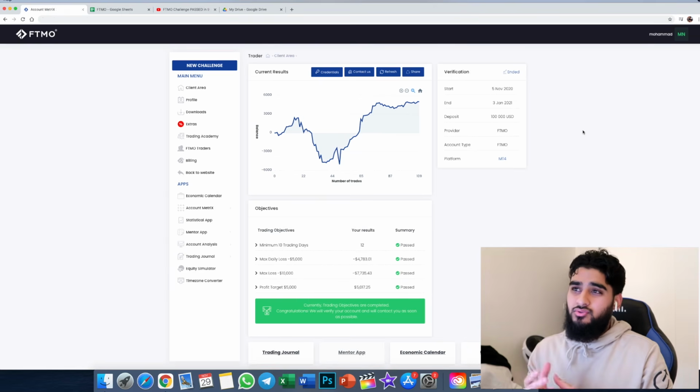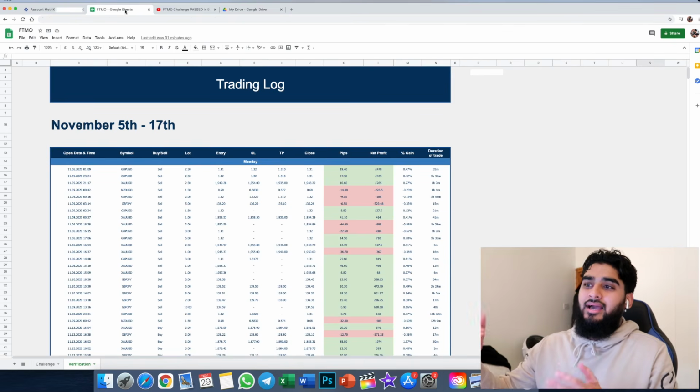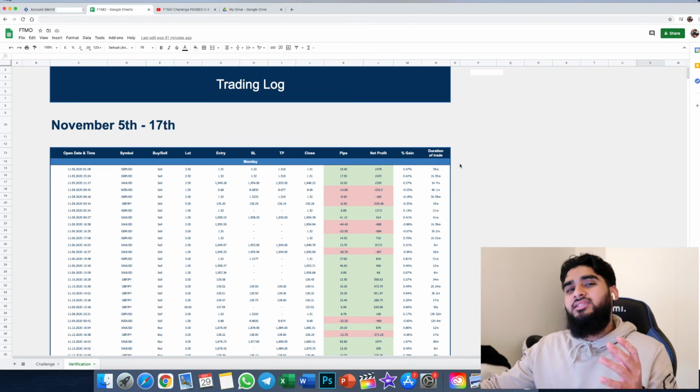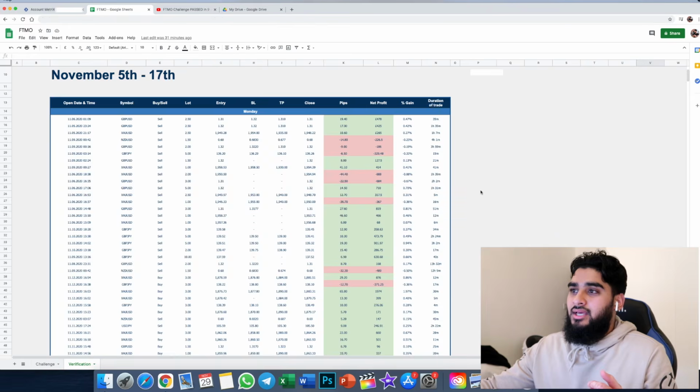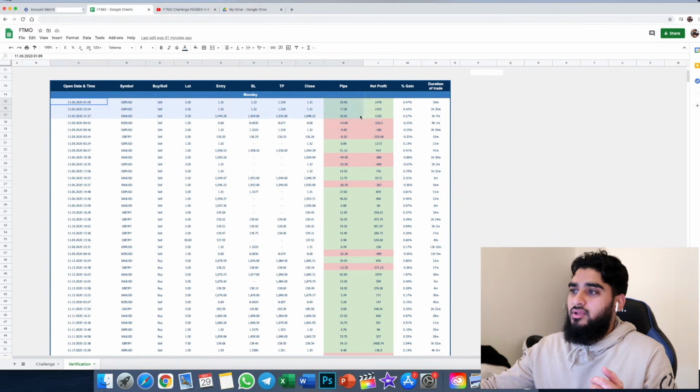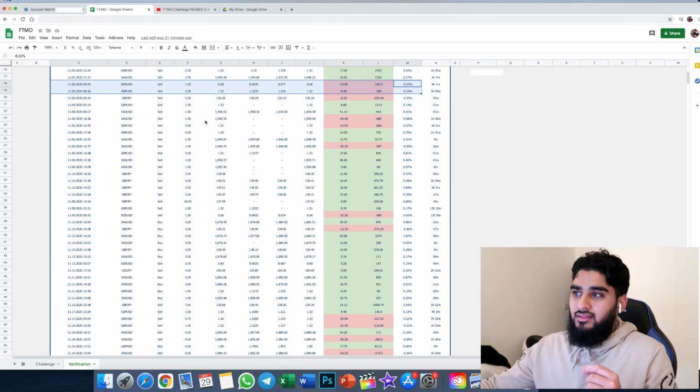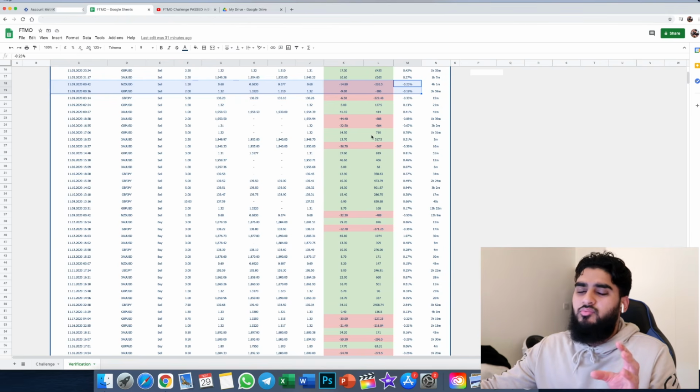Let's head over to my personal trading log, where I would like to share some of the best trades that I had in this challenge. I started the challenge on the 5th of November 2020 and I managed to complete it 12 days later on the 17th of November 2020, and started off pretty well. Took a few losses, and these are the ones that knocked me all the way down. I think the largest loss I had was about $900, which is about 0.9% of my capital.